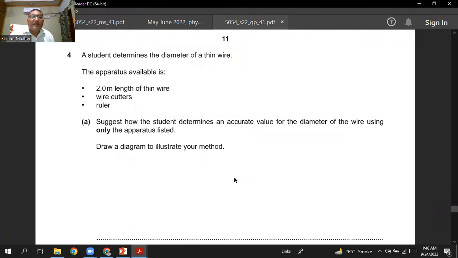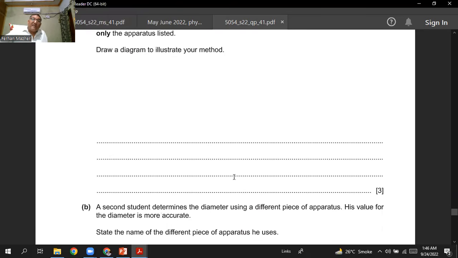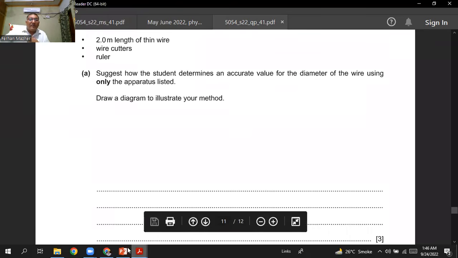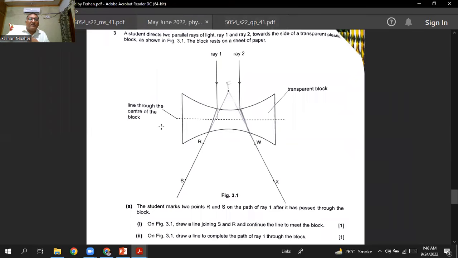The apparatus available is a 2-meter length of the wire, thin wire cutters, and rulers. Suggest how the student determines an accurate value for the diameter of the wire using only the apparatus listed. Draw a diagram to illustrate your method. It's a 3 marks question. So, okay, let me show you my solution.